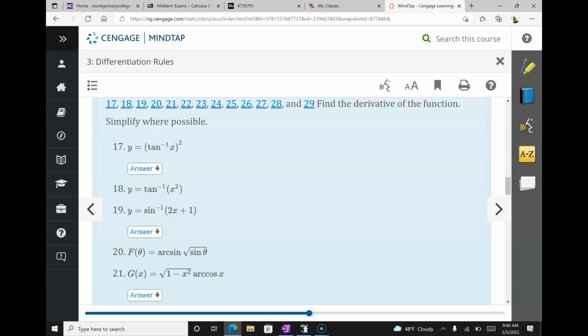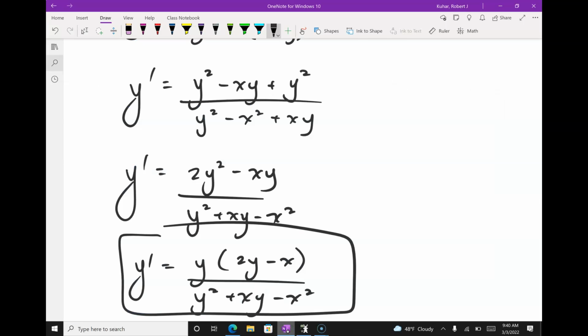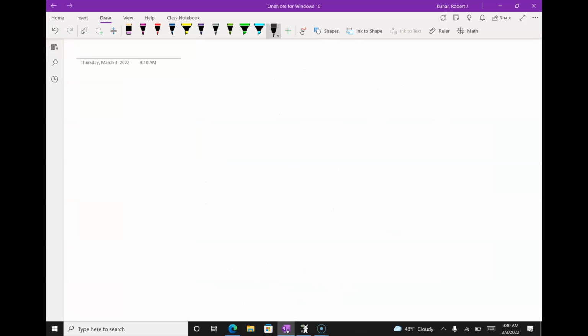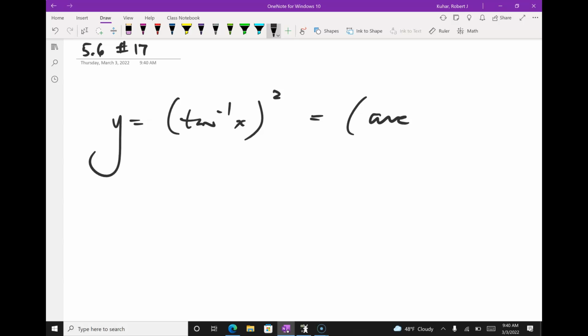So I have the inverse tan quantity squared. So this is 5.6, number 17. So I've got y equals inverse tan of x quantity squared, right? There's no other way to write this, by the way. Well, I could use arctan inside, right? This is the same as arctan squared of x. That one's a little bit nicer. You can see why I like the arctan notation. I cannot write, like when we have cosine of x or cos squared of x, right? I can use the arctan the same way.